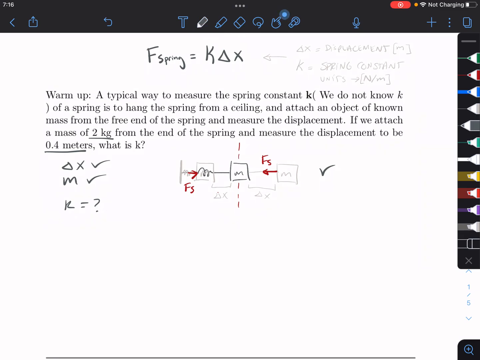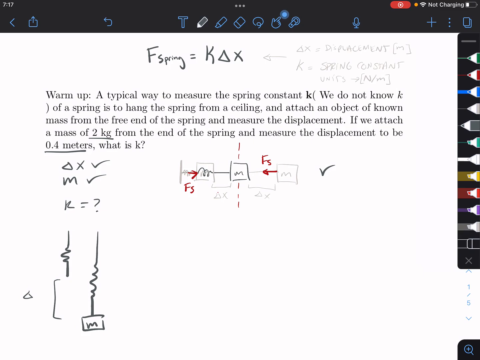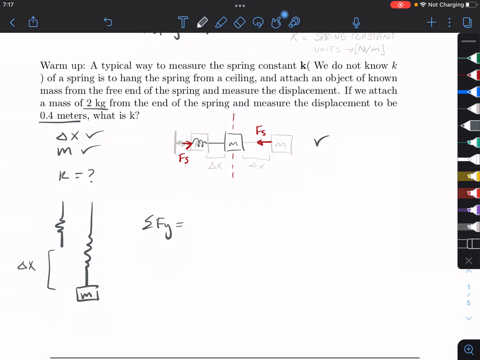So let's do that. In this problem, we have a spring with nothing attached, and then we attach a mass to the spring, and we displace that spring by a little bit here. This would be our delta x. Note that it can also be vertical. It's just generally displacement. That's what it represents.